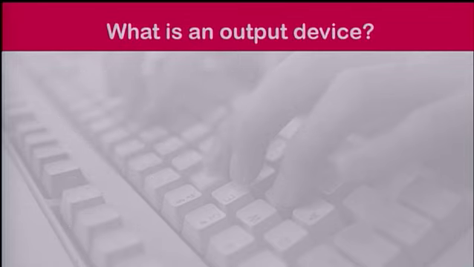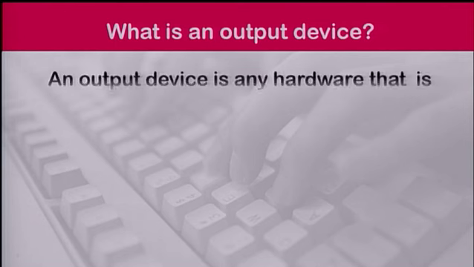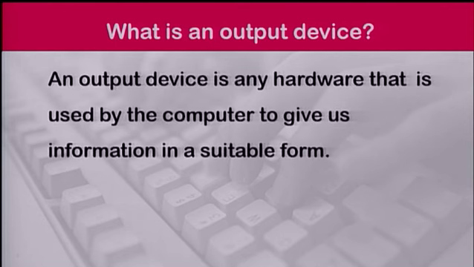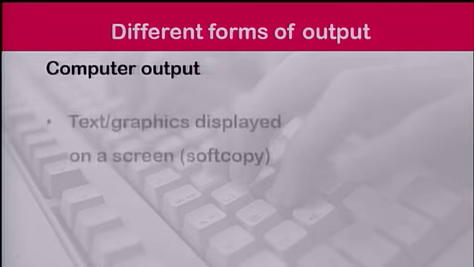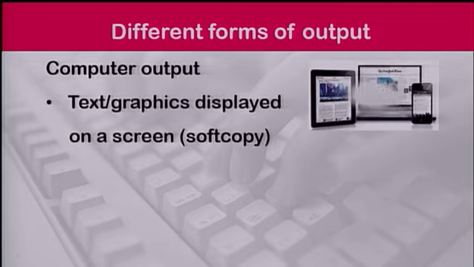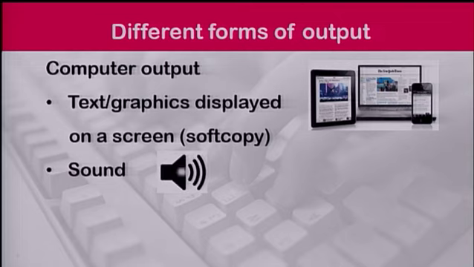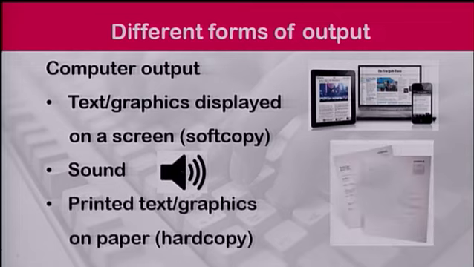What is an output device? An output device is any hardware that is used by the computer to give us information in a suitable form. Computer output may be in the form of text and graphics displayed on a screen, sound which can be heard from speakers, or printed text and graphics on paper.